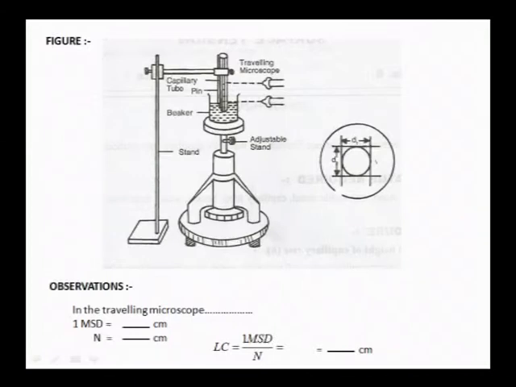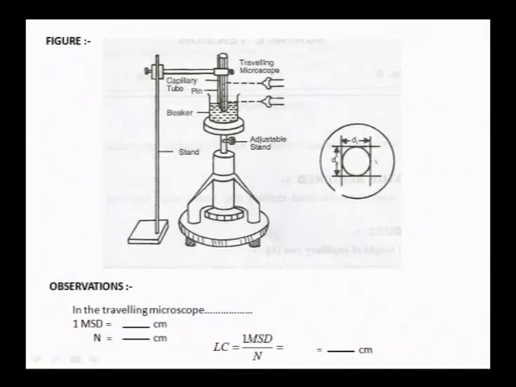The travelling microscope works on the principle of vernier calipers, and we all know the vernier calipers is based on the principle of vernier. That is, if there are n divisions on the vernier scale, they must be equally divided into n minus 1 divisions on the main scale. So, in the travelling microscope, first we have to calculate the least count. The least count is given as the value of 1 main scale division divided by n, where n is the total number of divisions on the vernier scale.